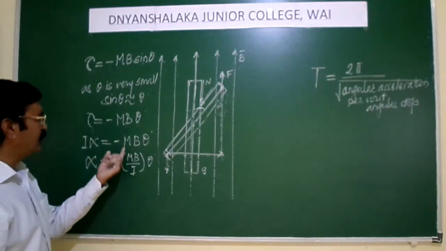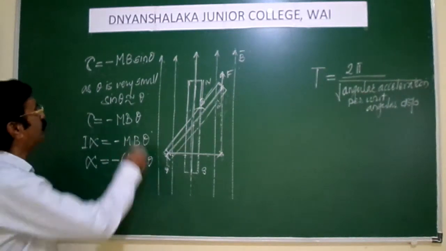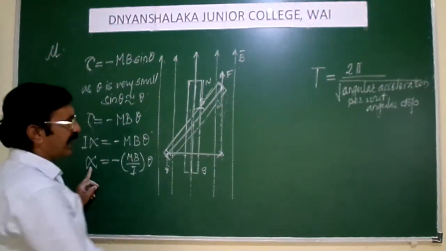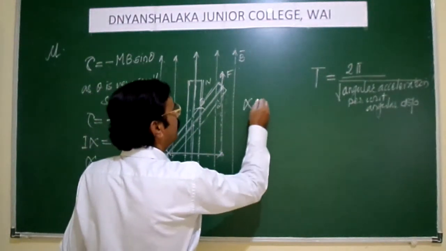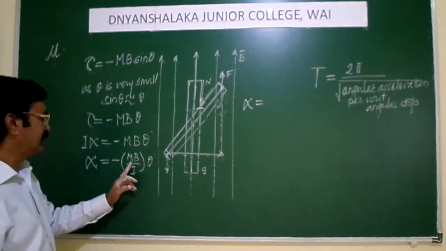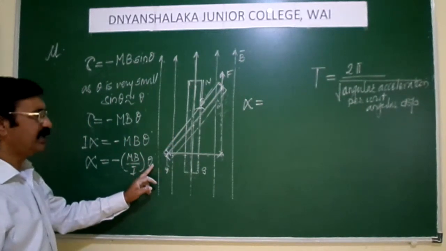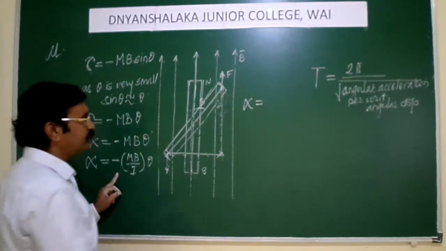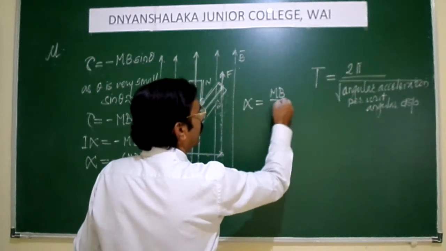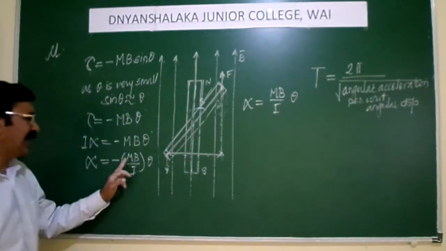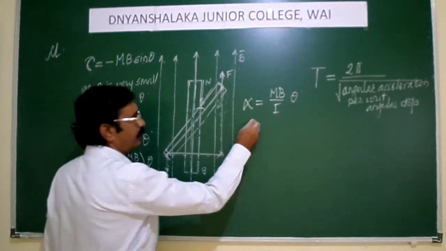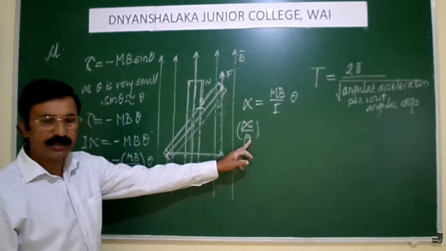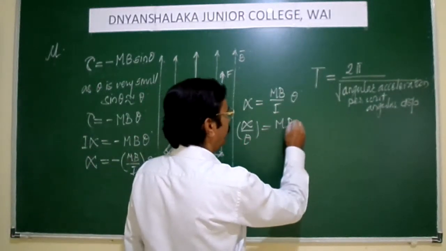To avoid the confusion of m for the mass, in the textbook this has also been denoted as mu. And so angular acceleration alpha is equal to constant into theta. Minus sign indicates alpha and theta are in opposite direction. In terms of the magnitude, it is mB upon I into theta. So alpha upon theta, this is angular acceleration per unit angular displacement. This will be equal to mB upon I.